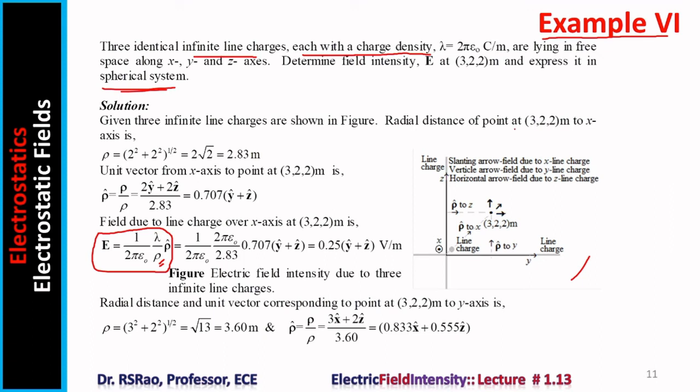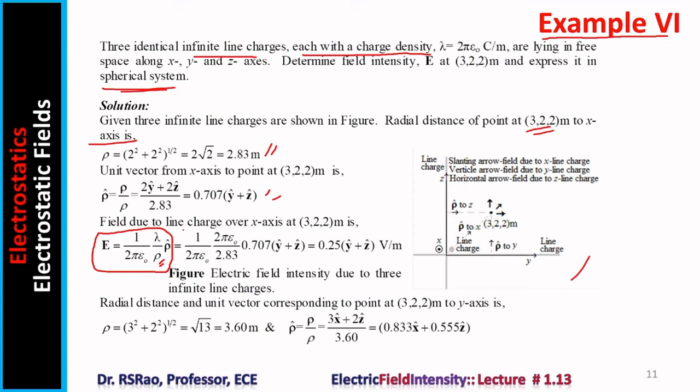The radial distance of the field point (3, 2, 2) to the x-axis, the distance rho, is 2 root 2, that is 2.83. The unit vector from the x-axis to the field point is rho cap, that is rho vector by rho distance. It is 2 y cap plus 2 z cap by 2.83, which gives 0.707 y cap plus 0.707 z cap.